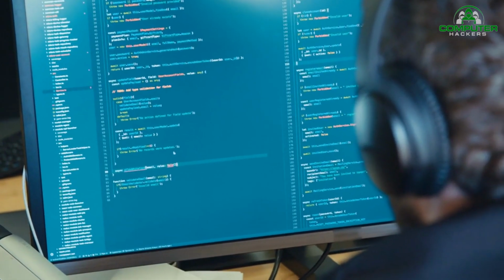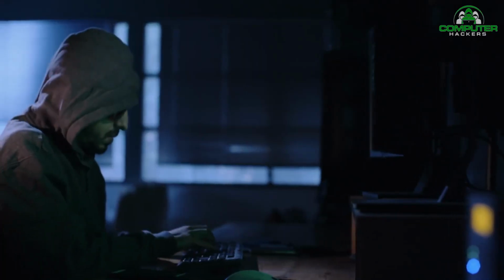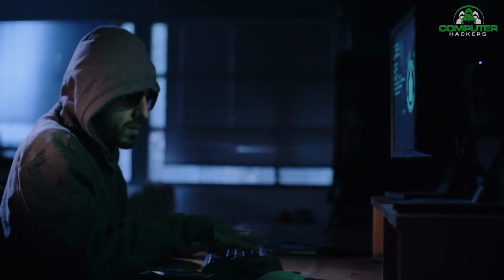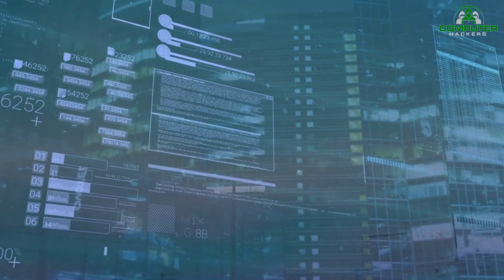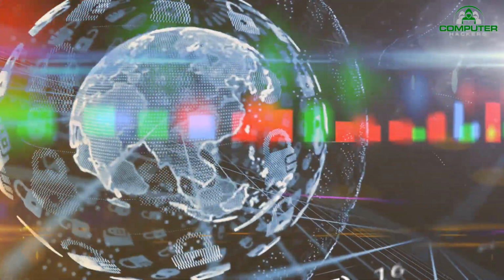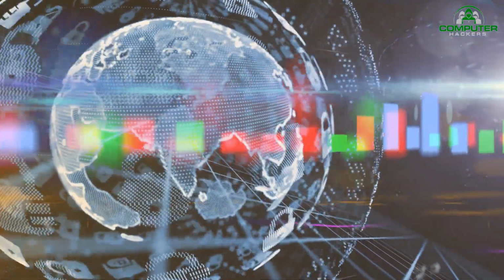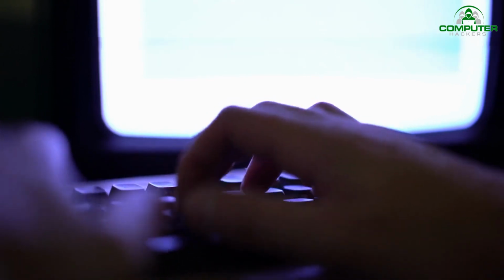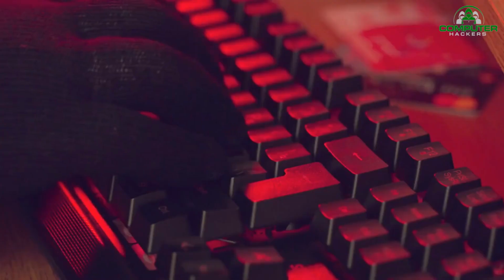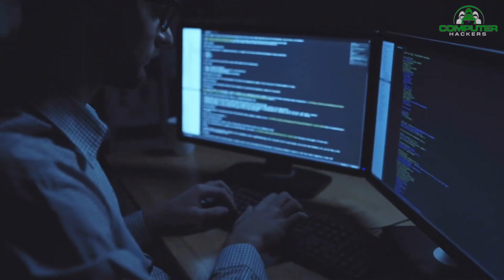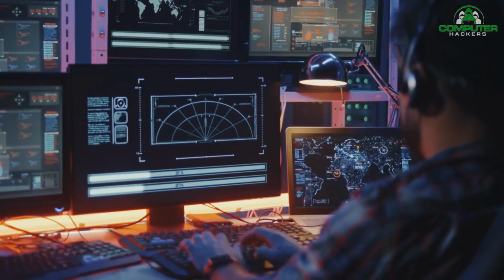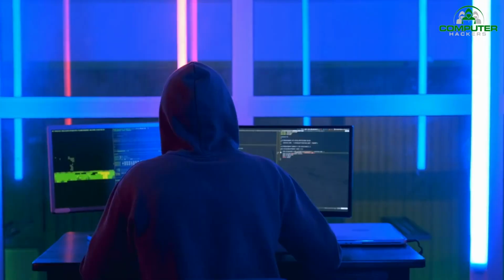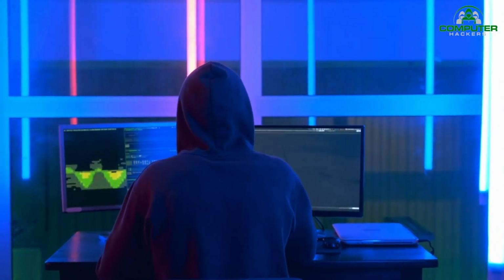Create a portfolio. Aspiring ethical hackers should create a portfolio showcasing their skills and accomplishments. This can include documenting successful penetration tests, vulnerability reports, and any contributions to the cybersecurity community. A portfolio demonstrates your capabilities to potential employers and clients. Continuous learning. Cybersecurity is a field that requires continuous learning. Stay updated with the latest tools, techniques, and trends. Consider pursuing advanced certifications or specialized training to enhance your knowledge and expertise.